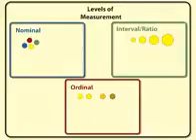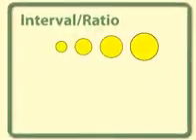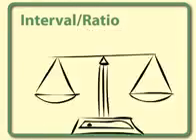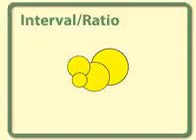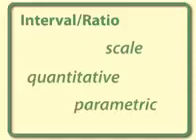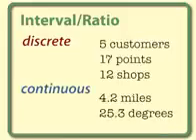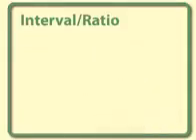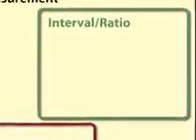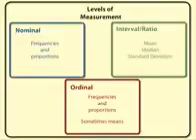The most precise level of measurement is interval ratio. This level includes things that can be measured rather than classified or ordered, such as number of customers, weight, age, and size. Interval ratio data is also known as scale, quantitative, or parametric. Interval ratio data can be discrete, with whole numbers, or continuous, with fractional numbers. Interval ratio data is very mathematically versatile. The most common summary measures are the mean, the median, and the standard deviation.